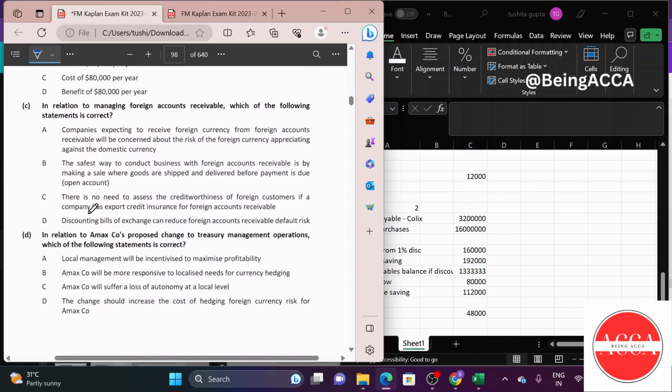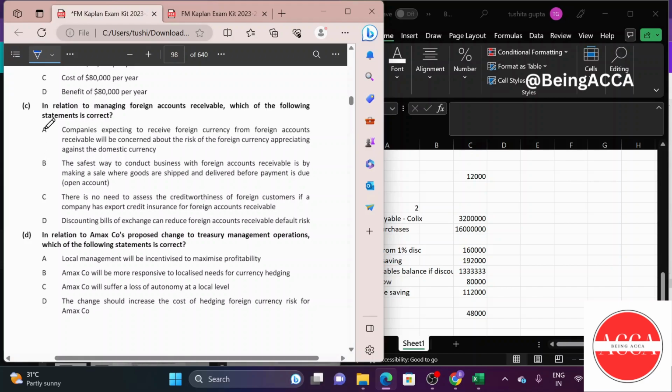Now let's go to the C question: in relation to managing foreign accounts receivable, which of the following statements is correct? Companies expecting to receive foreign currency from foreign accounts will be concerned about the risk of the foreign currency appreciating against the domestic currency. Now, this is incorrect because if I am expecting to receive foreign currency, then I will be concerned about the risk of the foreign currency depreciating, because if it depreciates against the domestic currency, I will be worse off.